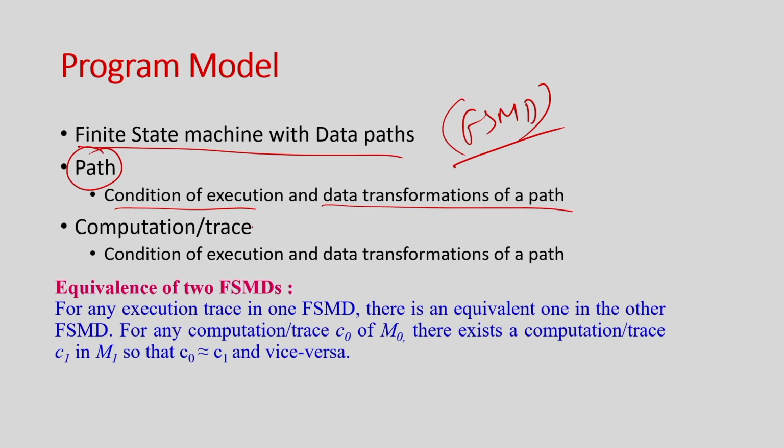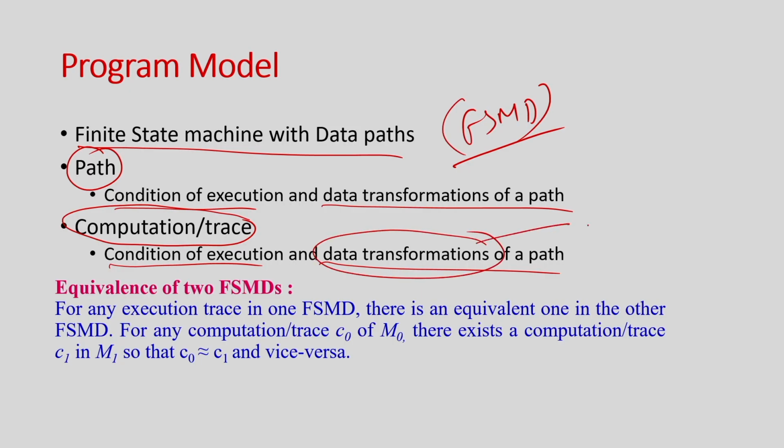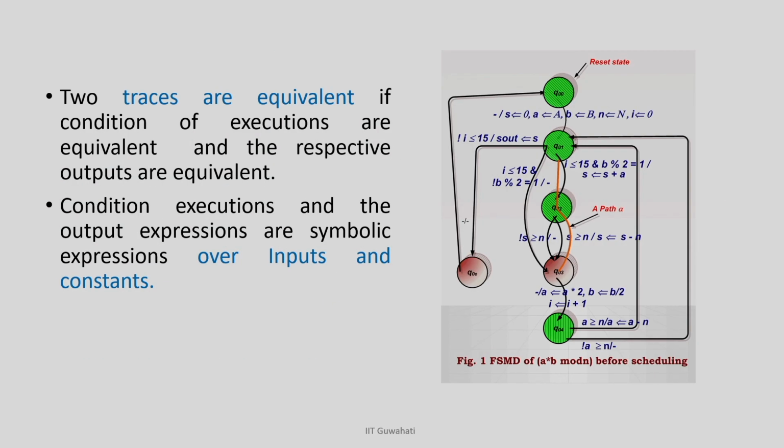Similarly, I have computation and trace. A trace is basically a path which starts from the start node and ends in the end node. It is basically one execution of the program. And similarly, for this trace or computation, we can define the condition of execution and data transformation of the path. Once you take that trace, we do not have to check the intermediate variables' expressions, we have to just check the expressions of the outputs. So, the data transformation is basically the output expressions. That is the difference from the earlier cases.